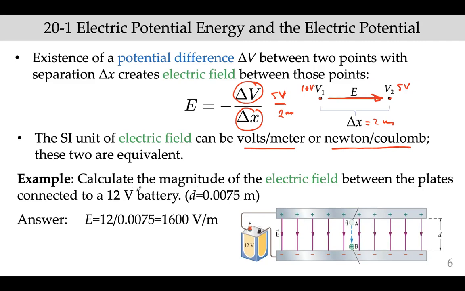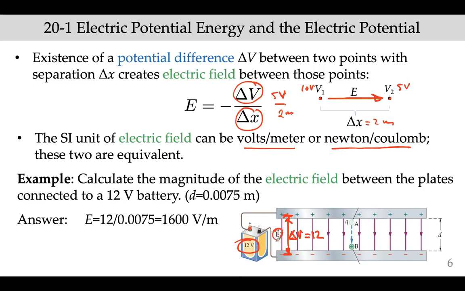Now here's an example. Calculate the magnitude of the electric field between the plates connected to a 12-volt battery. Now there is a potential difference here, right? The potential difference between these two plates, because they're connected to different terminals of the battery, is 12 because here we have a 12 volt battery. By the way, there's no current between these plates. They are not connected. These lines just show electric fields.